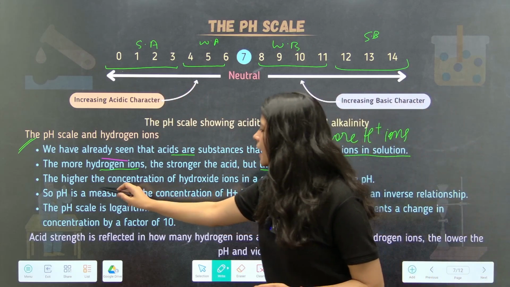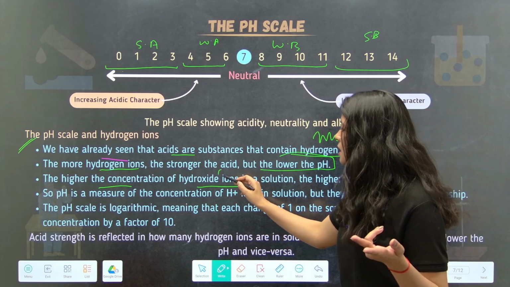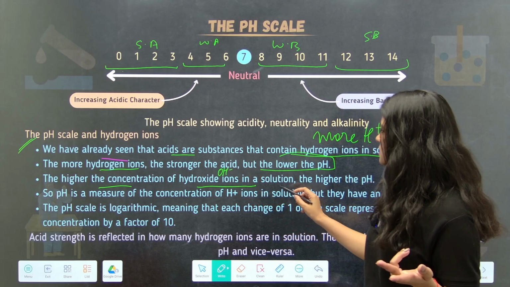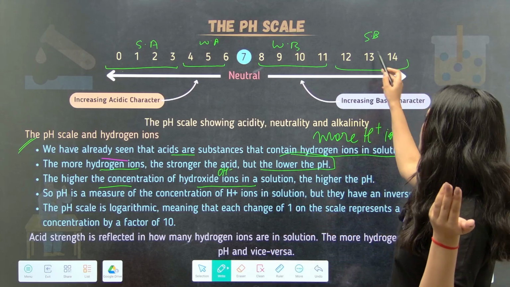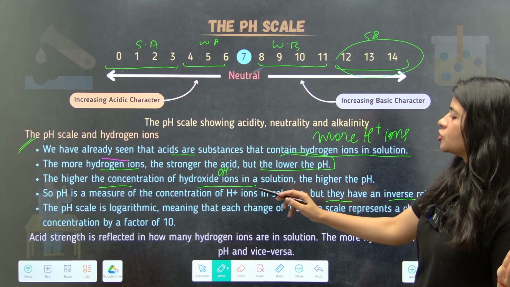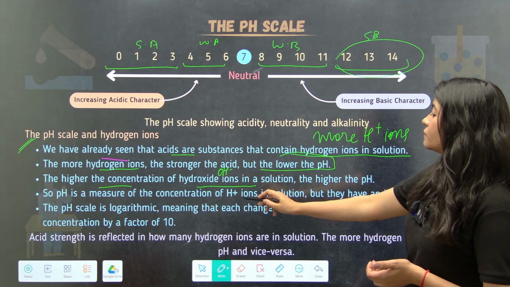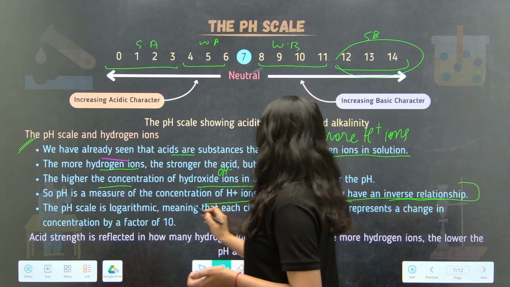Next, the higher the concentration of hydroxide ions. Hydroxide is your OH minus ions, which is given by your bases. So the more the concentration of OH minus, the stronger is the base, and therefore the values will lie over here, right? But they have an inverse relationship. The pH is a measure of the concentration of H plus in the solution, but they have an inverse relationship. Okay, this is important. This you should know.